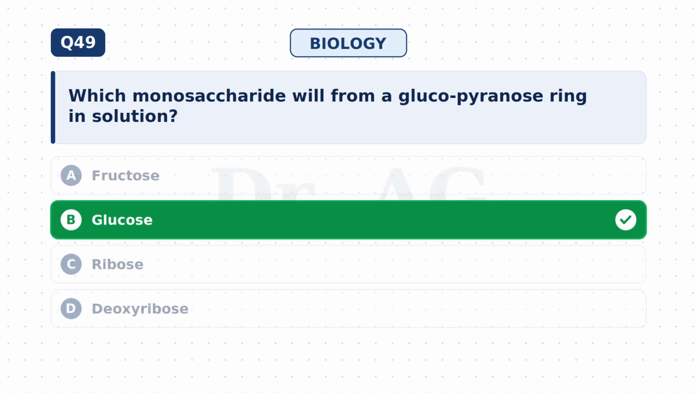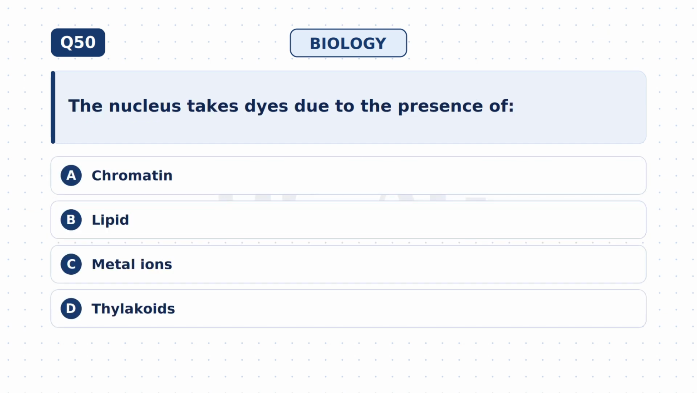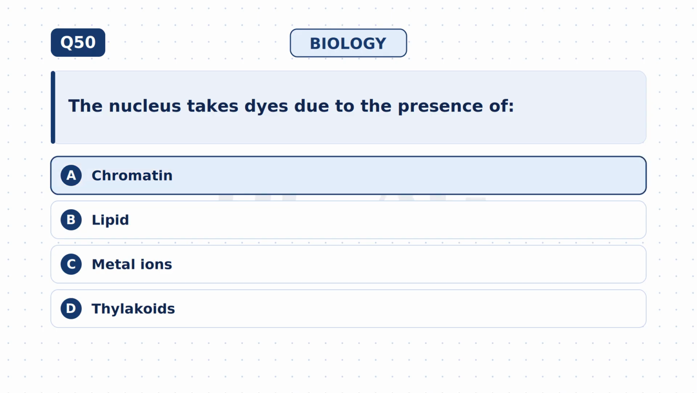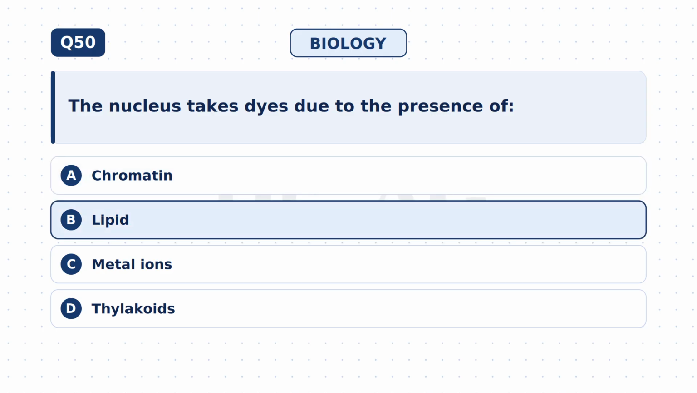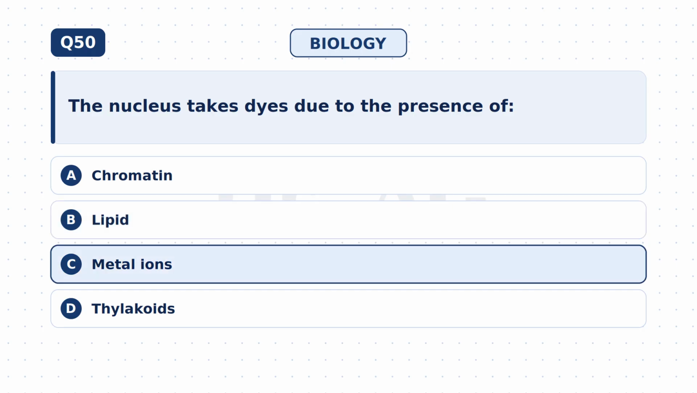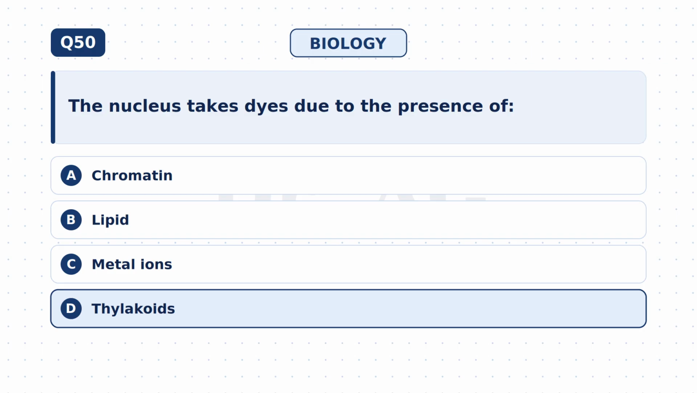The correct answer is B, glucose. Question 50. The nucleus takes dye due to the presence of Option A, chromatin. Option B, lipid. Option C, metal ions. Option D, thylakoids.